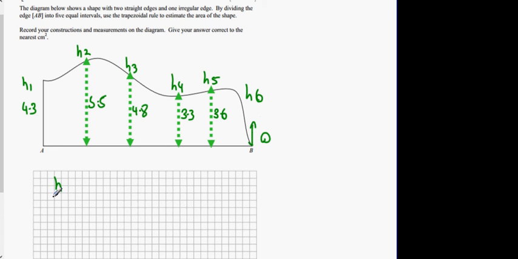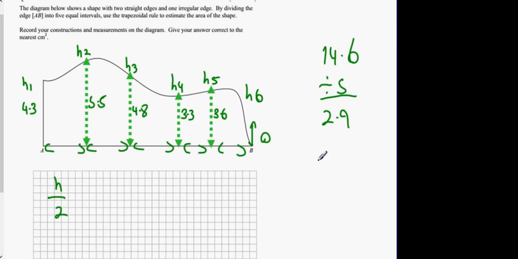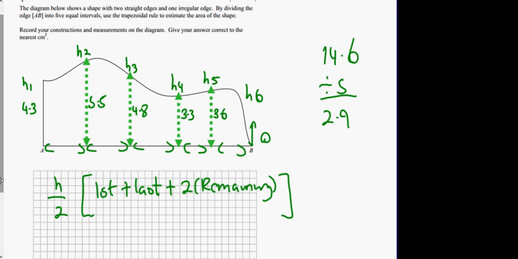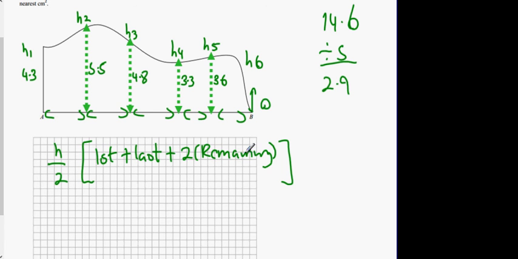So the H over 2, H in your tables, is the width. Now, what was the width in the test? 2.9. But the entire width would have been 14.6, and you divide 14.6 by 5, and it's rounded up to 2.9. So H is 2.9. What you guys remember is it's the first plus the last, and what's the extra part there? 2 times remaining. 2 times remaining means every one that you didn't use. Now, the main mistake was we didn't count the 0 as the last. That was a very common mistake.